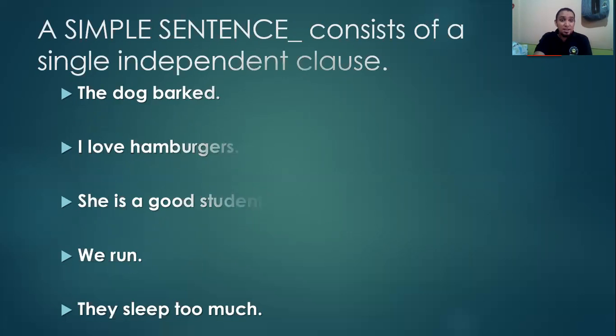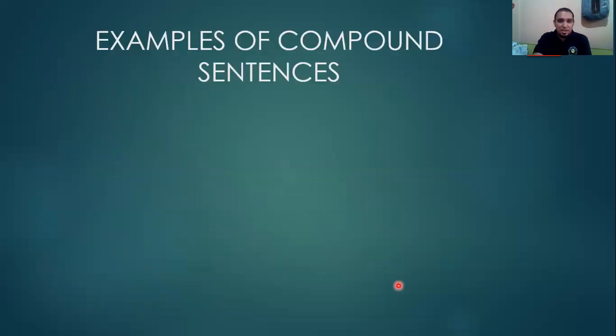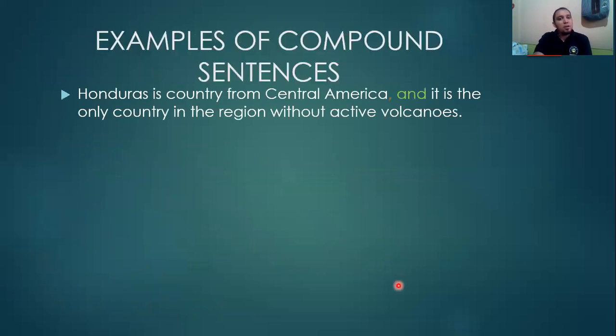The second kind of sentence is the compound sentence. What's this? It consists of 2 or more independent clauses. But you have to remember to divide or join them by commas or coordinating conjunctions. Remember: and, but, nor, for, so, yet, or. These are the conjunctions. And they can also be joined by colons or semicolons.